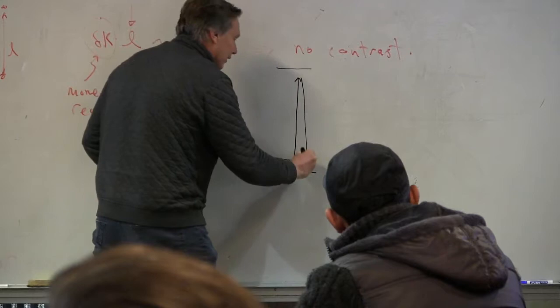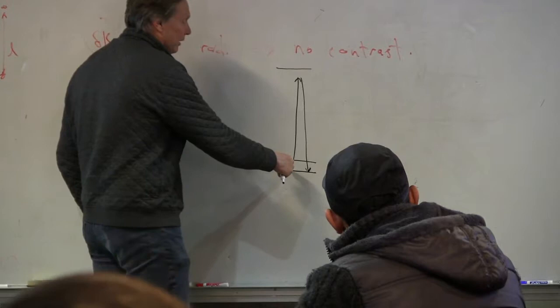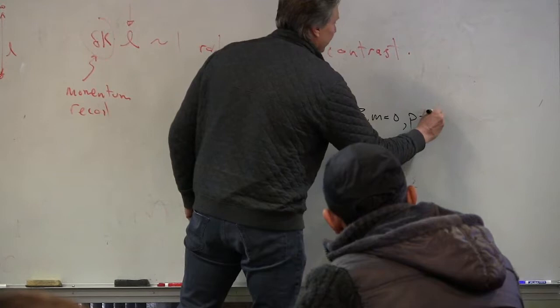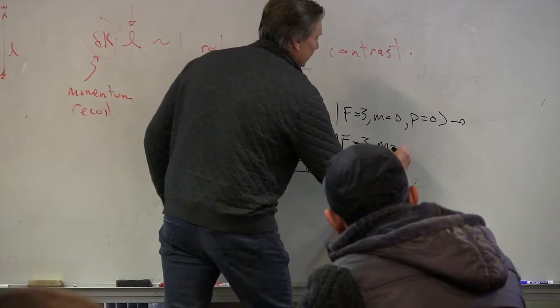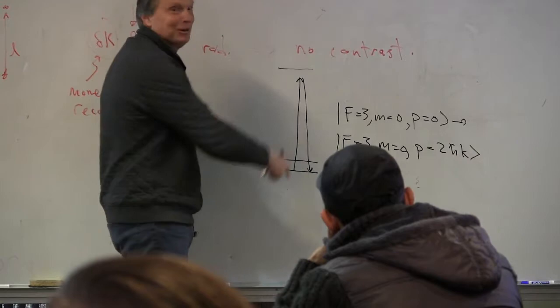And I left out this slide, I probably shouldn't have. The transitions take you from the F equals 3, M equals 0 state with momentum equals 0, to the F equals 3, M equals 0 state with momentum equal to 2 h bar k. That's because I absorb a photon and I stimulate a photon from the opposite direction. You can't have the 1 h bar k version. Okay. Yeah.